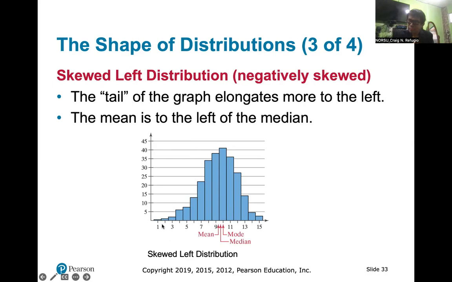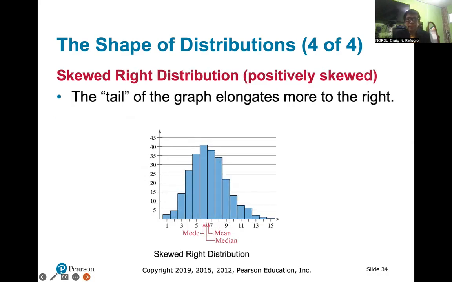Looking at the graph, only a few have lower scores, but the majority of the set have higher scores. And this would happen if the majority of the class are doing good. If they're doing good, then the scores are higher, and only a few are not. And if they're not doing good, then the scores are lower. We classify that one as skewed to the left or negatively skewed.